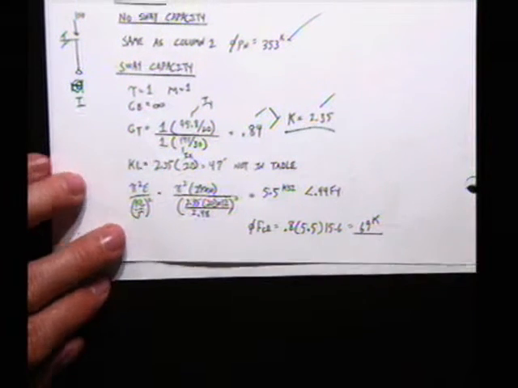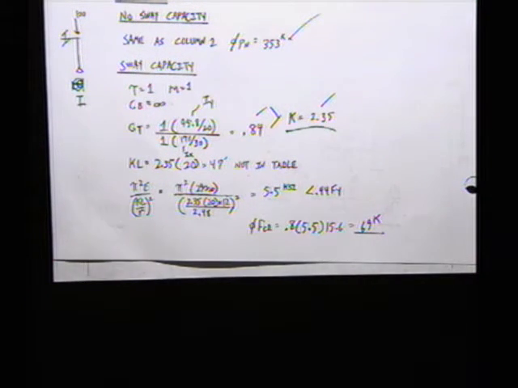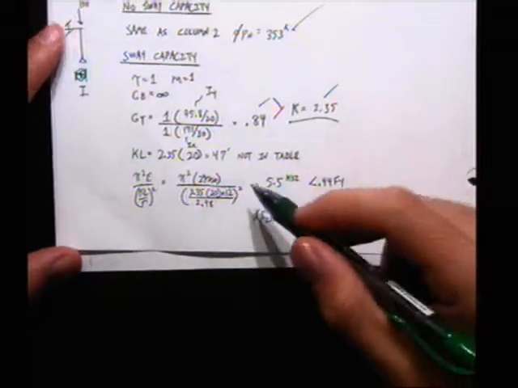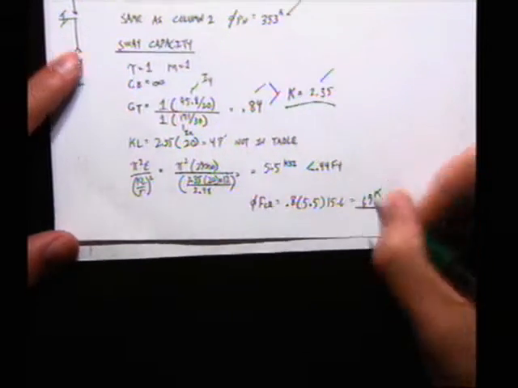Be very careful to make sure you do not use the wrong alignment chart on the exam. There's an alignment chart for sway and there's an alignment chart for no sway. When you're checking the group capacity, in this case, you're checking the sway capacity, right? So you need to use the sway alignment chart. K is 2.35. Again, this one's not in the table. I'm going to use my equation, and I get 69 kips.